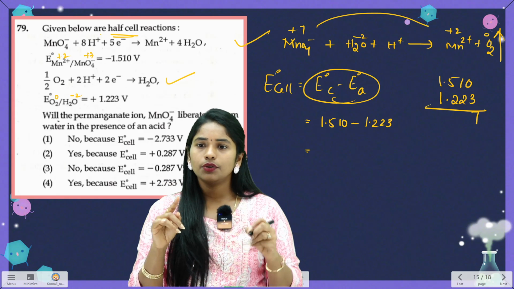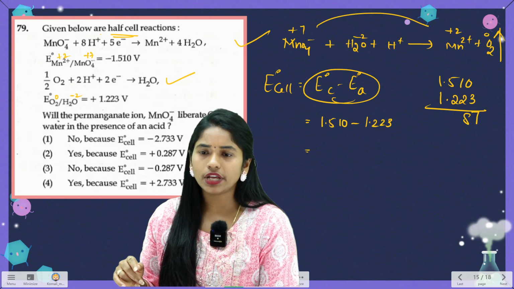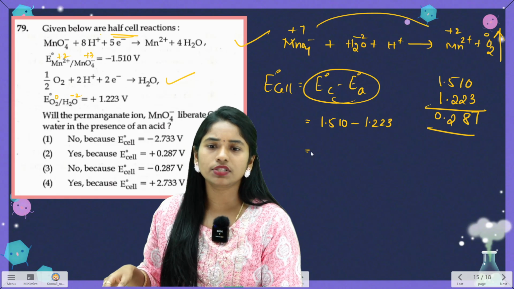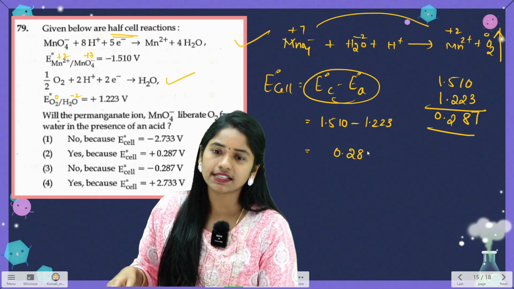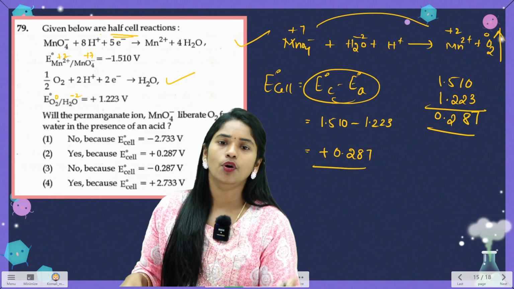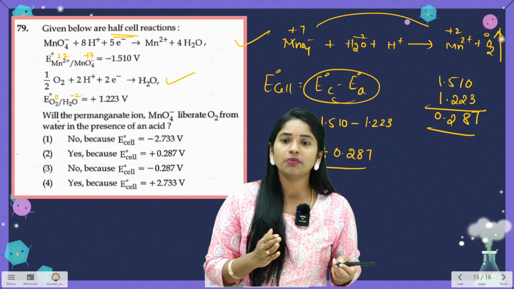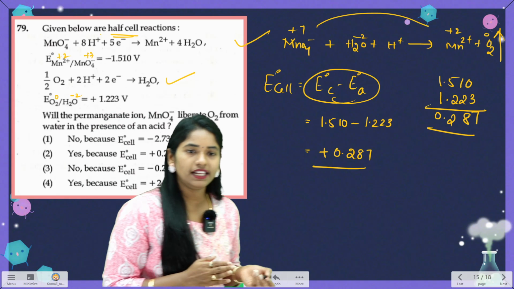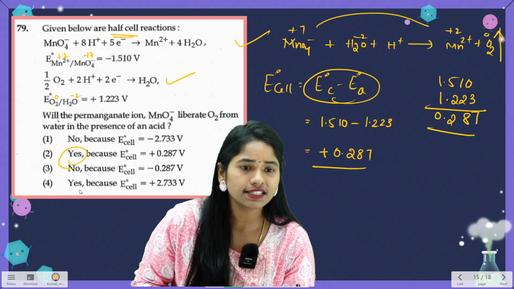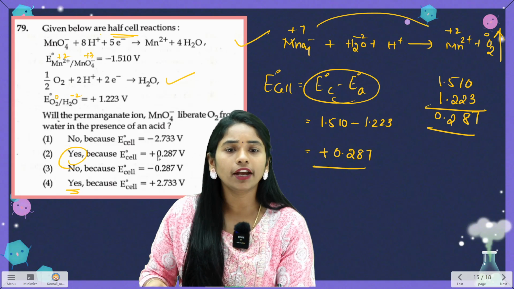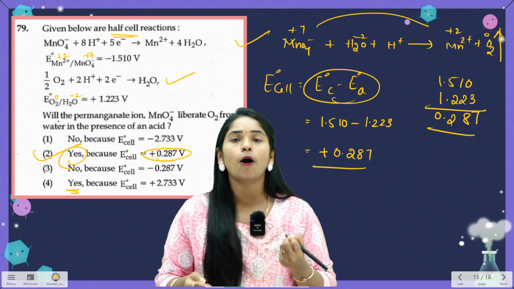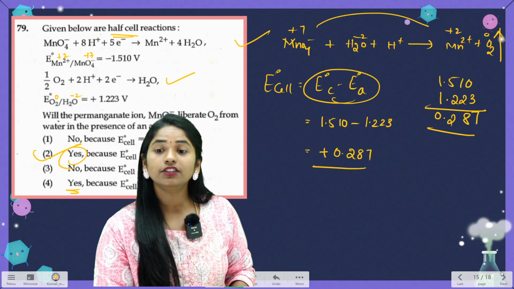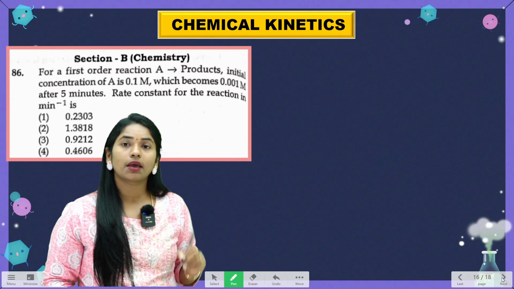1.510 minus 1.223. 10 minus 3 is how much? 7. 10 minus 2 is how much? 8. And 4 minus 2 is 2. So 0.287, and that is a positive value. So E naught cell is positive, means the reaction is possible or not possible? The reaction is possible. Yes, and the value is 0.287, a positive value. Option number 2 is the correct answer. Is it clear? These are the three questions from the electrochemistry chapter.